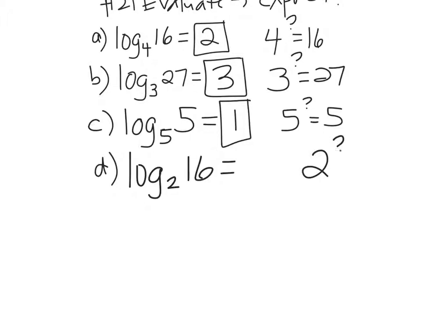All right, 2 to the what is 16. So I don't want to confuse them. 2 to the what? What'd you get? 4. Good. See, evaluating logs, not so bad. Let's do some harder ones now.